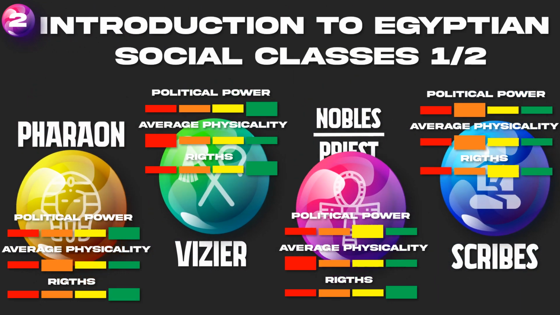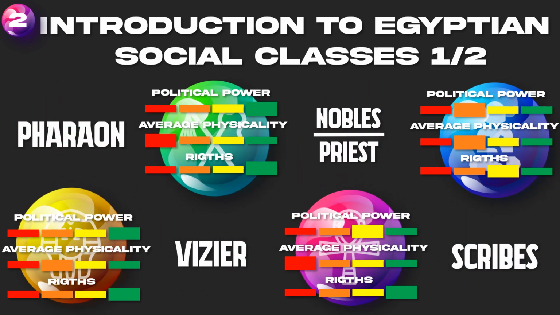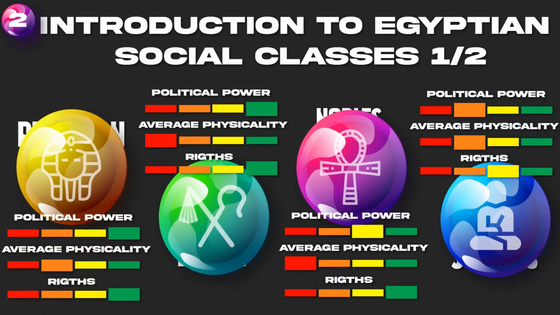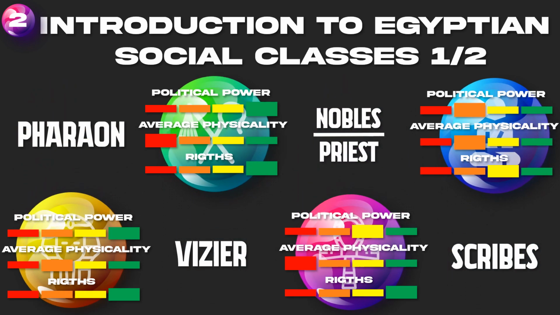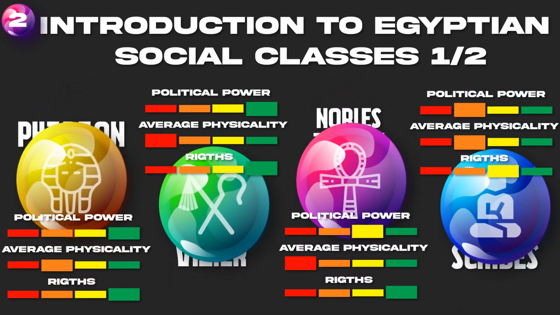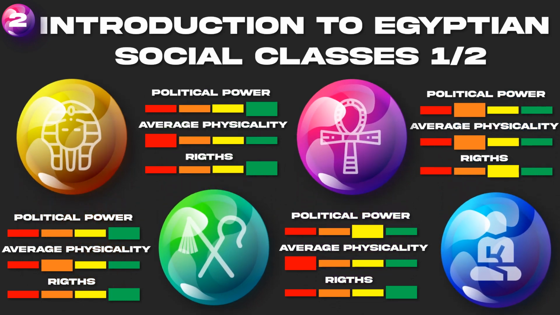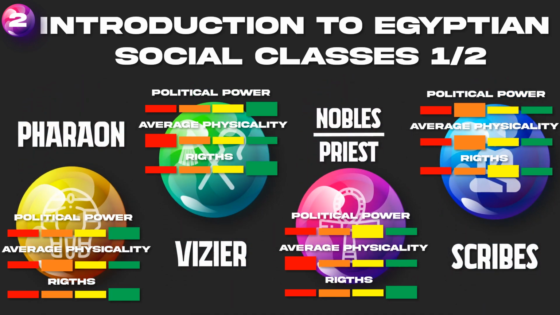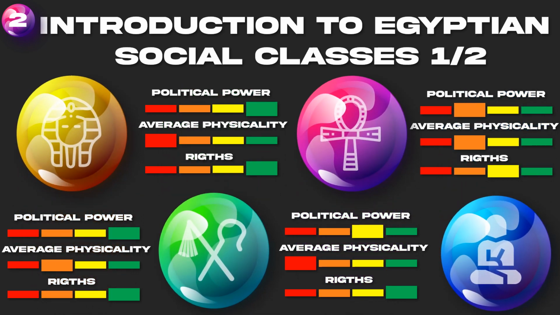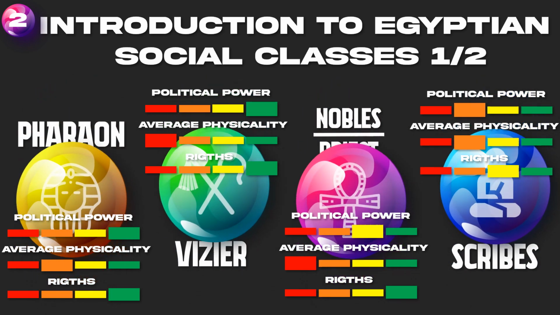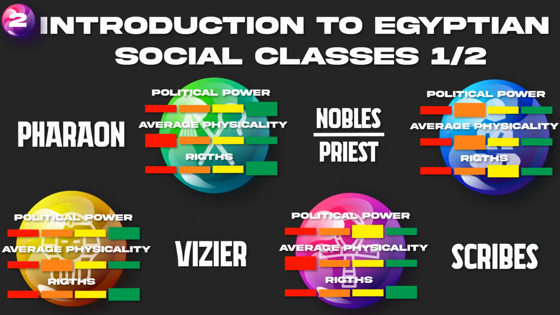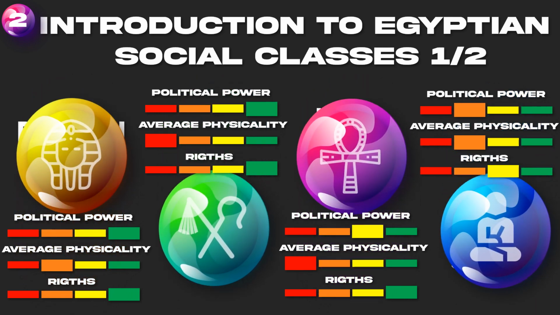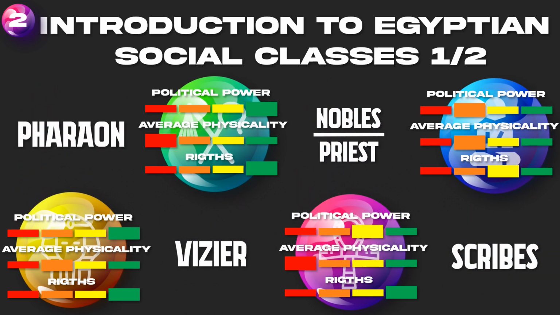In ancient Egypt, the society was organized in very compartmentalized classes. At the top of the society, in terms of political power, there is the Pharaoh, then the vizier, then the noble and the priest, and then the scribes. They are all the most educated people in the society. The Pharaoh has the highest political power. On the contrary, their average physical condition is not the best.